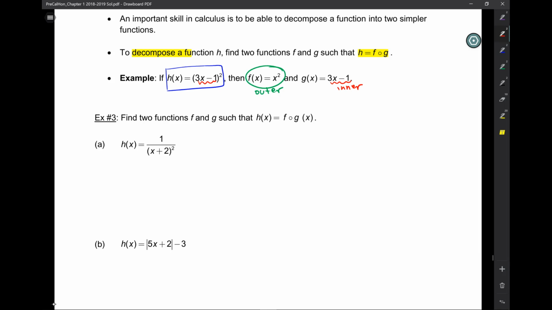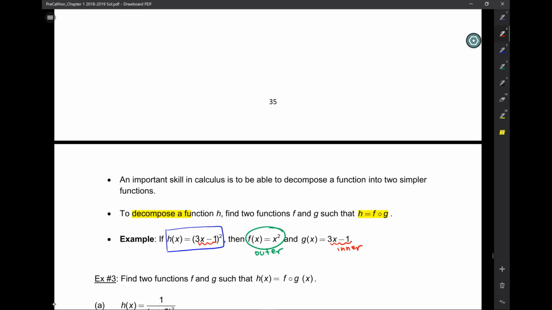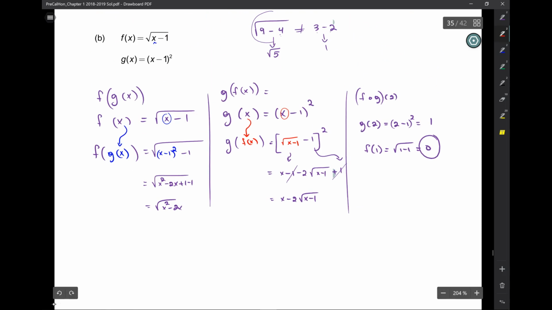What I'm doing here is, here I made f of g of x and g of f of x. Now I'm giving you these, and you need to find f and g from which it came.